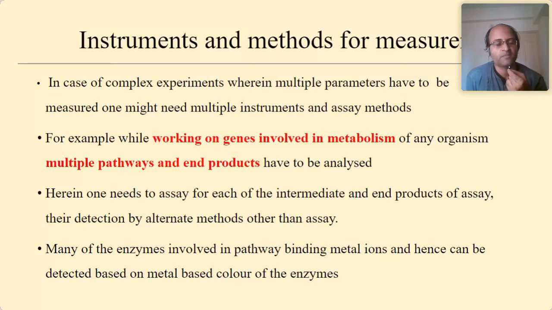One of the examples of an alternate method proposed here is that many of the enzymes involved in the pathways bind metal ions, and hence they have color. So we could do so-called colorimetric protein readings or fluorescent protein readings using probes to see whether the proteins are functional or not, and hence assay whether that particular pathway is existing or non-existing in the cell.